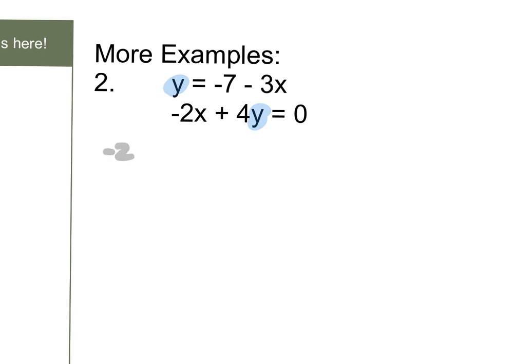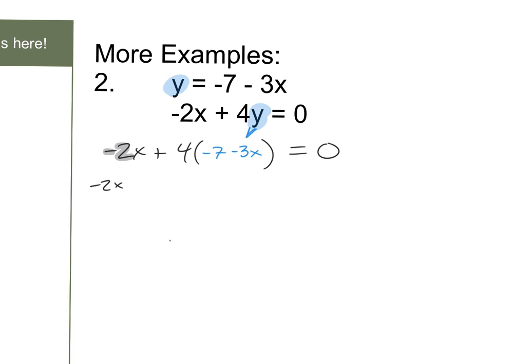Negative 2x, oops, that's what I want. Negative 2x plus 4 parentheses equals 0. And instead of y, I'm going to put negative 7 minus 3x. See how I'm allowed to do that? Because I know that y equals this, so I can just replace y with what it's equal to. And then just do some basic algebra.